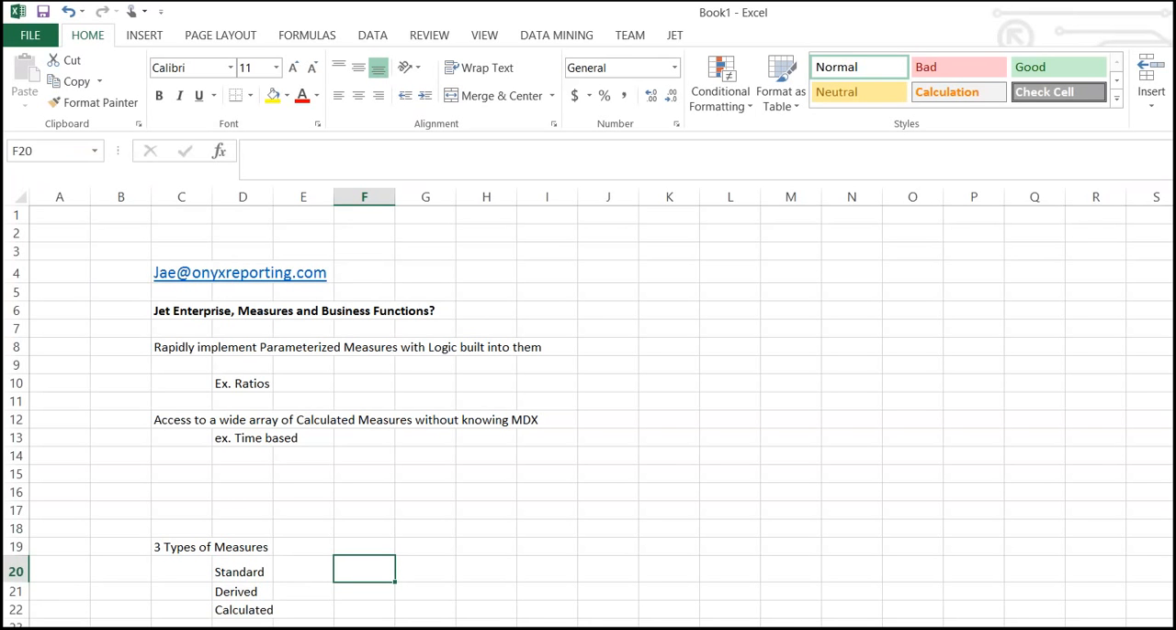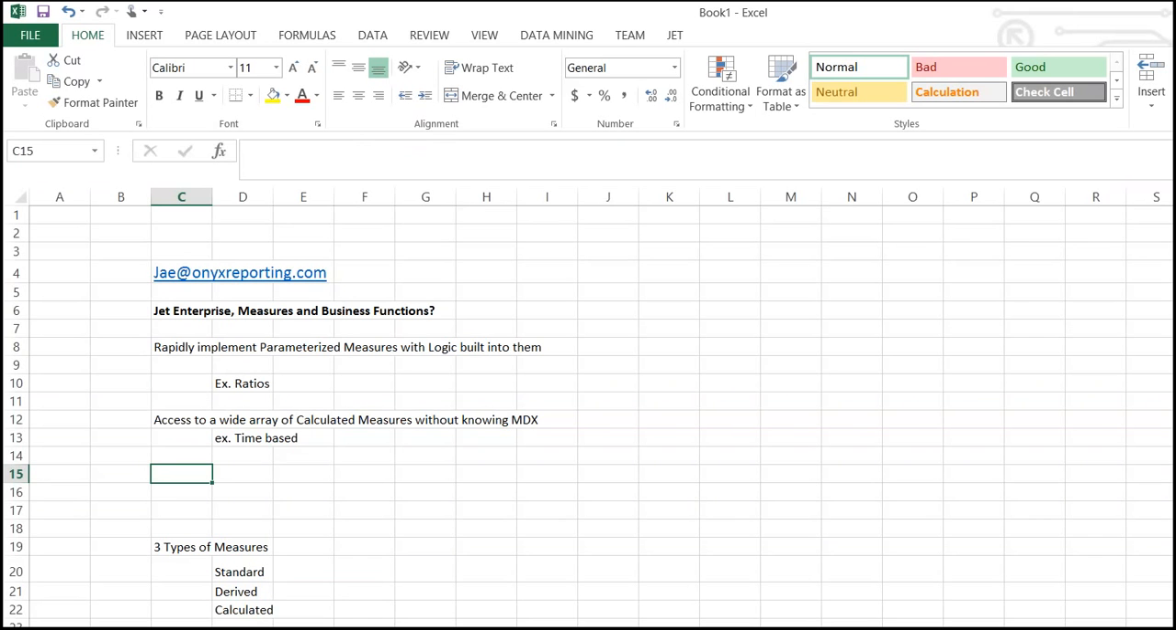If we've got measures, what's special about the business function library? Well, the business function library allows you to rapidly implement parameterized measures that have logic built into them. So things like ratios. When you want to calculate profit margin percent, when you're working with ratios in particular, the fact that they're parameterized and predefined is really important. It can save you some heartache when you're wondering, oh, why is my calculated measure not working? Additionally, the function library gives you access to a wider array of calculated measures that you wouldn't have access to if you didn't already know MDX.